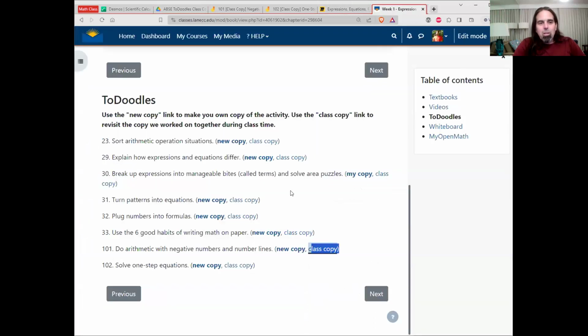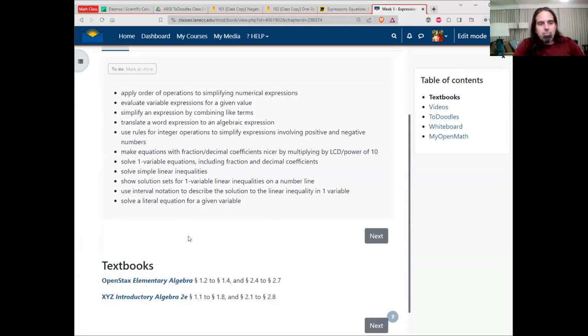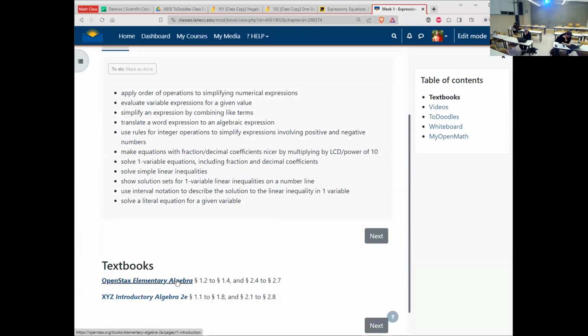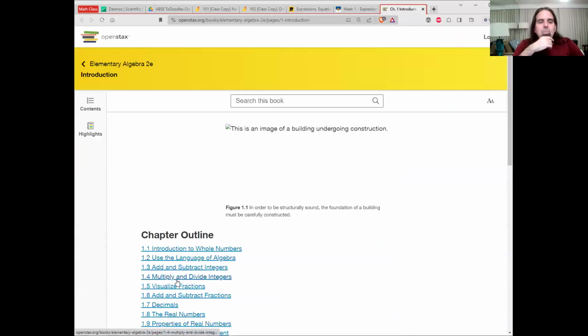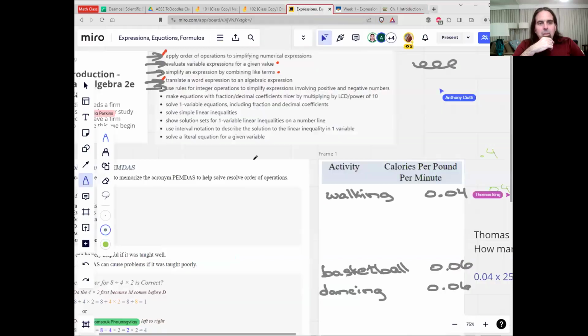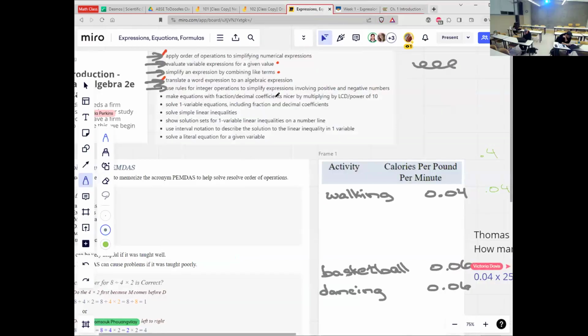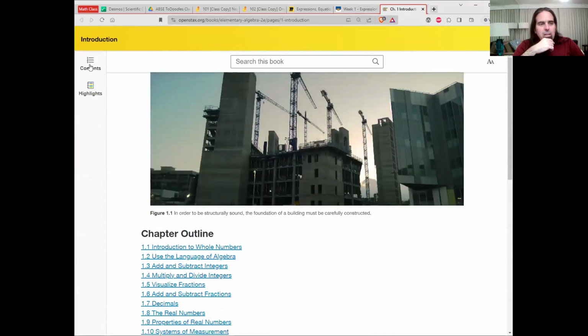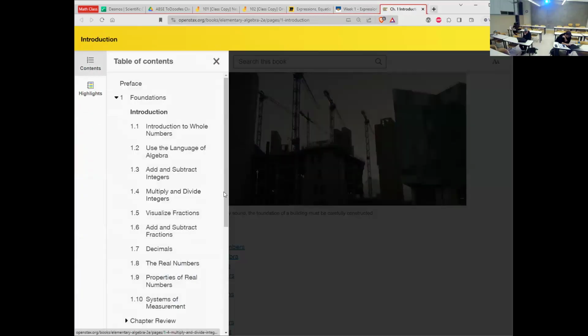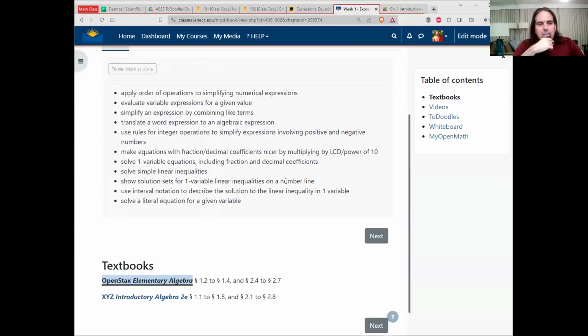Okay, back over here. Let's look at our textbooks. Which textbook do you want me to show off first? The free one or the fancy one? Might as well start with the free one first, I guess. Free one first. Okay. I'm wanting to talk about making equations nicer. So let's look for that. Fractions, no. Which one's the free one? 0.4 to 2.7.